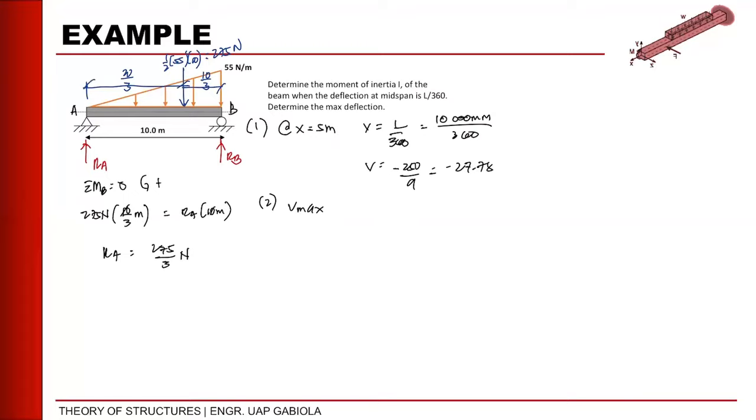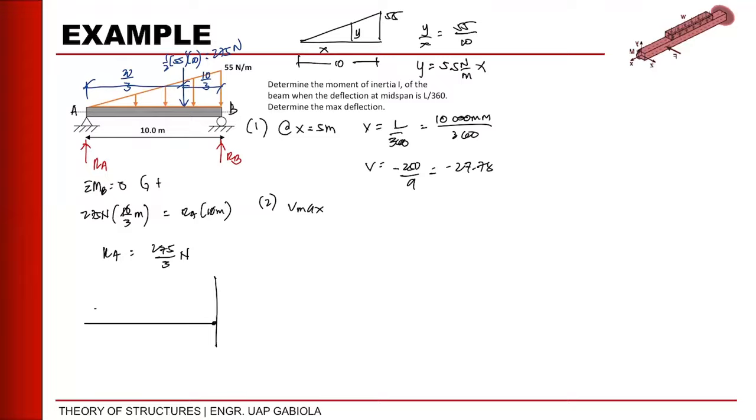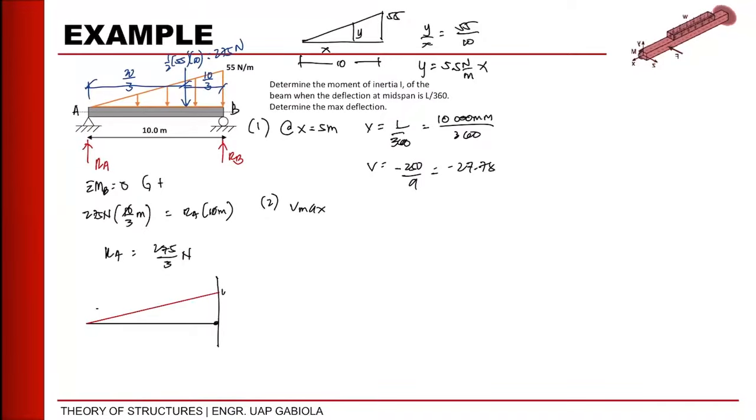Okay? So when we cut a section, what happens to our triangle is that we need to get the representative value of y. This is our 55, this is y, this is x. So we need to get the relationship: y over x equals 55 over 10, or y equals 5.5 Newton per meter times x. So when we take our free body diagram, this is our loading, and its quantity is our y equal to 5.5 Newton per meter x.